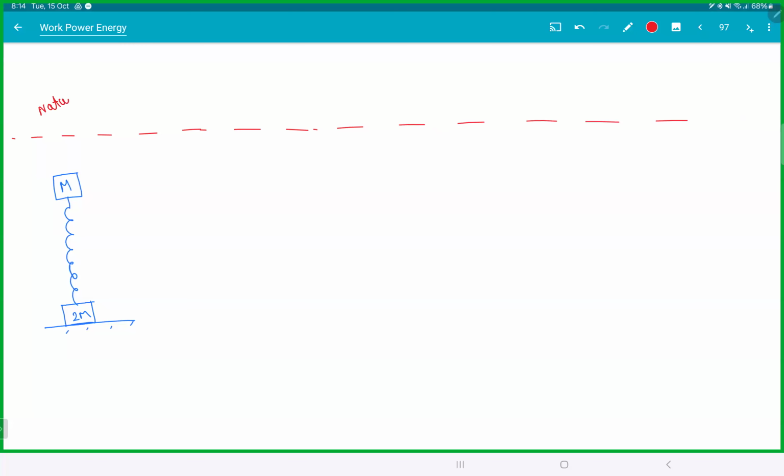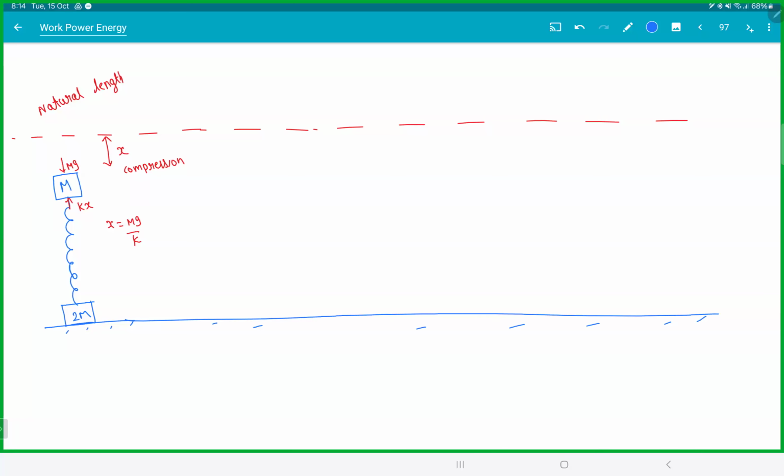The spring is already compressed by some amount. So this force is mg. This is your kx, and this must be balanced, so x is mg by k. That means the spring is already compressed by x. This is compression. I hope that was clear. Not 4 mg by 3 k, Devansh. Then what you did, the question still didn't start. This was the initial condition.